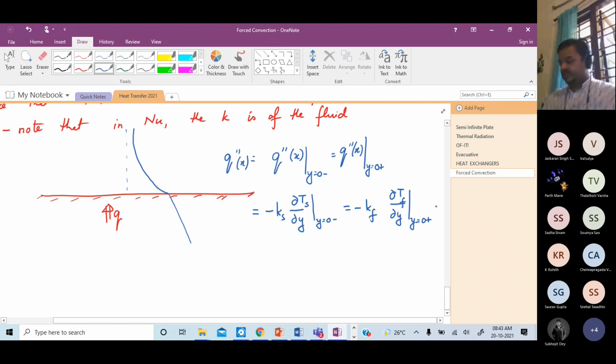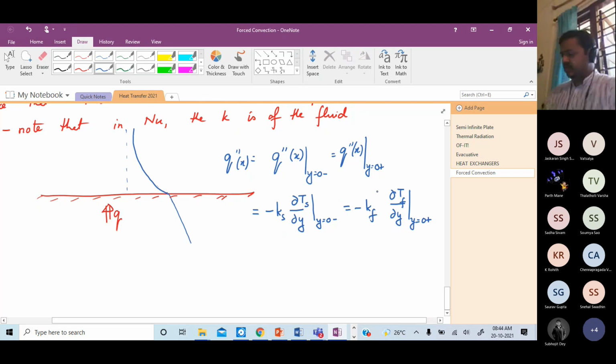Okay. The temperature below y equal to 0, in the negative direction, is the temperature of the solid, and above is that of the fluid. So that's why I've written Ts and Tf. Okay. So keep this in mind. Many a times, somebody may ask you that the slope of the temperature inside the solid at the wall is so much. So that will help you find out the slope of the temperature at the wall for the fluid, and from there calculate the heat transfer coefficient.